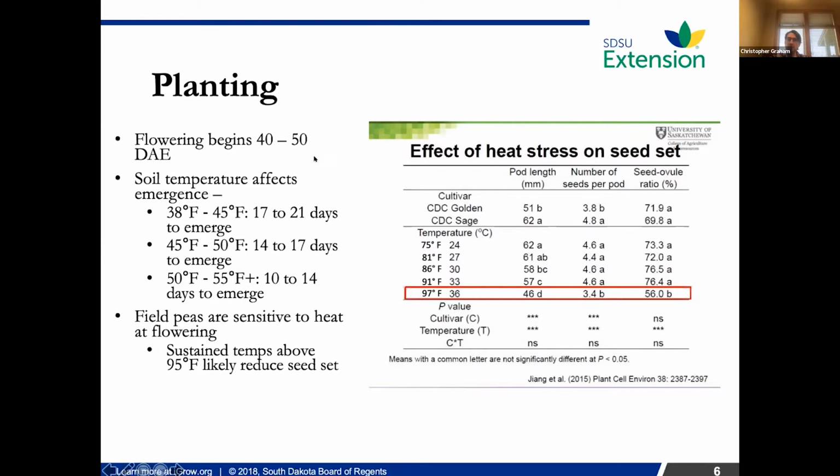Flowering typically begins about 40 to 50 days after emergence, and there's a range there, like I said, depending on the soil temperatures. That's where that range comes from. But if you think about that, when do you want flowering to happen? Ideally it would be in early June before our heat really sets in. And with cool temperatures, let's say late March, early April in our climate, it could be 17 to 21 days before the seed emerges, whereas it comes down to 7 to 10 days when you have temperatures 10 degrees higher.